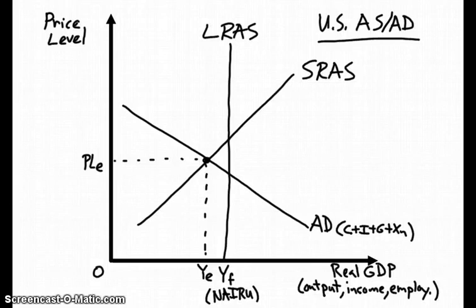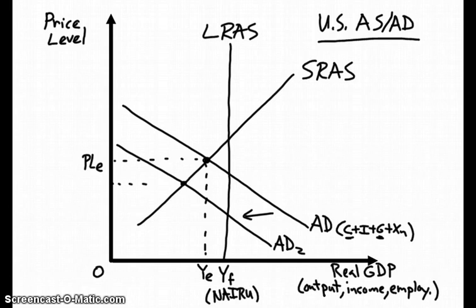So if we keep government expenditures G the same, but we increase taxes, consumption will fall. Households will have less disposable income. There's no government expenditures to offset their decrease in spending. So aggregate demand will decrease along with the decrease in those expenditures. And so our new short-run equilibrium is going to be further to the left at PL2 and Y2.